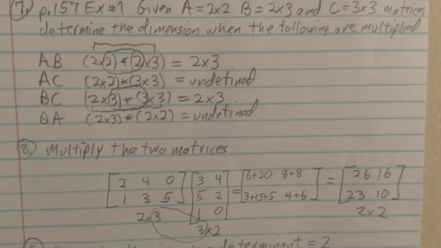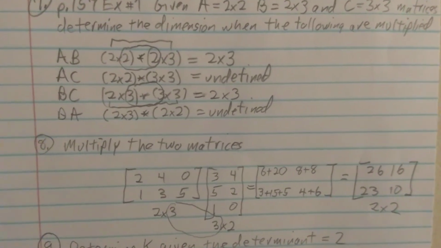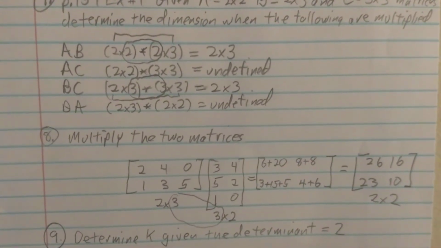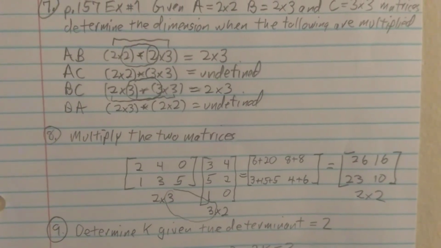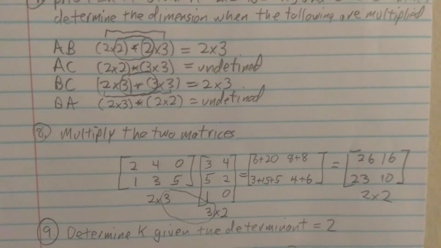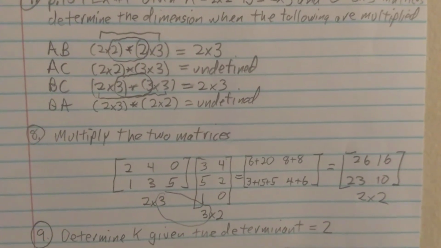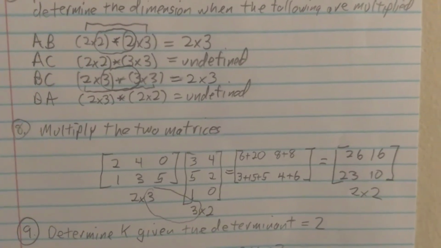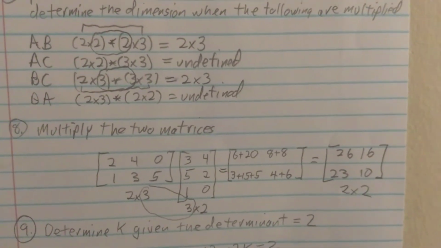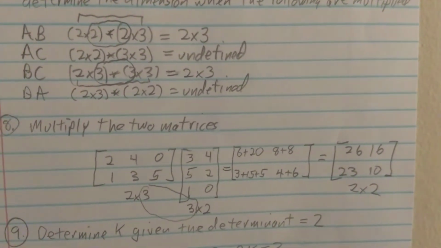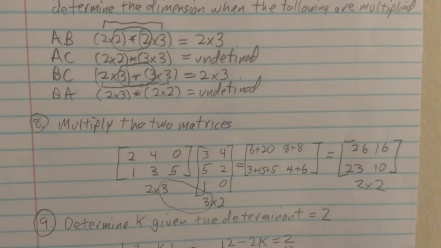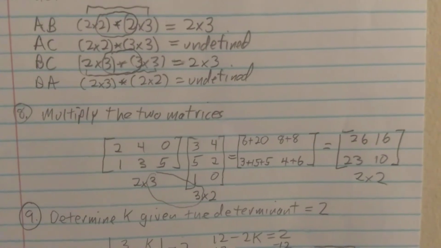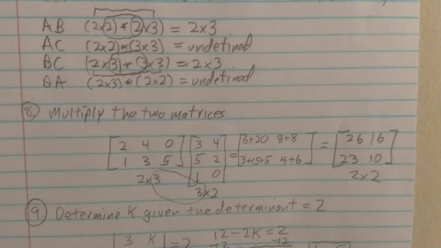When I try to multiply A times C, I get a 2 by 2 times a 3 by 3, and the inner elements 2 and 3 don't match up, so this is undefined because there's not an equal number of elements to multiply between the 2 matrices. But when I try B times C, I get a 2 by 3 times a 3 by 3, and the inner elements 3 match up, so I can use the outer elements 2 times 3, and so when I multiply that, I get a 2 by 3. But when I try to multiply B times A, I get a 2 by 3 times a 2 by 2, and the inner elements 3 and 2 don't match up, so it's undefined.